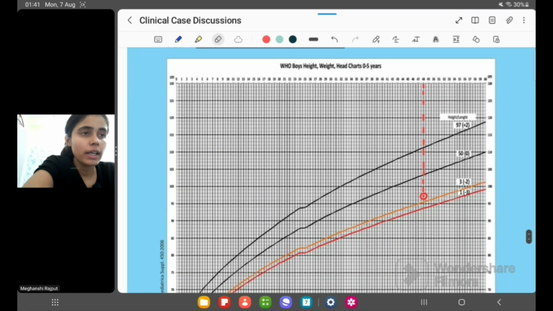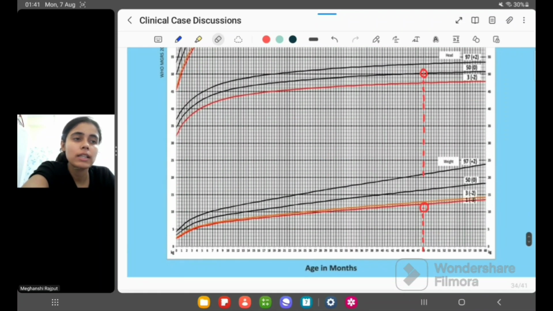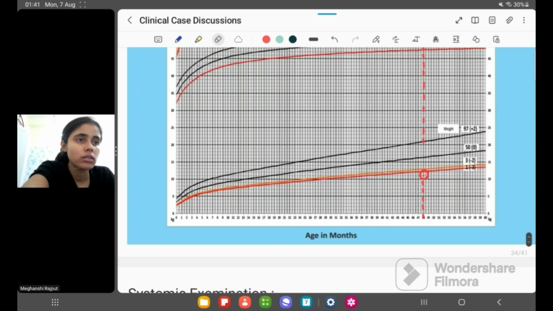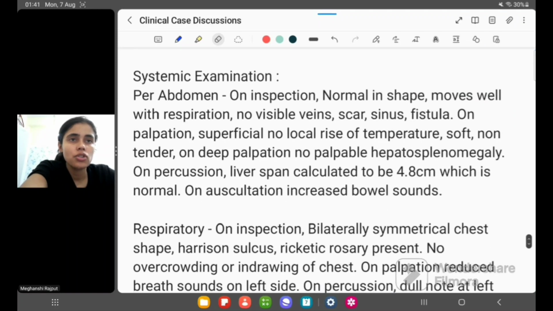Then the height has been plotted on the WHO growth chart, as well as the head circumference. For less than 2 years, we take the length, and for more than 2 years, we take height by stadiometer and length by the infantometer. Then systemic examination, let's quickly brush through it.